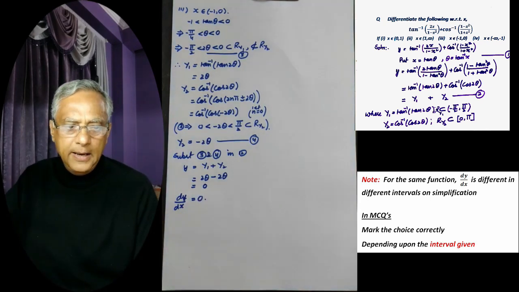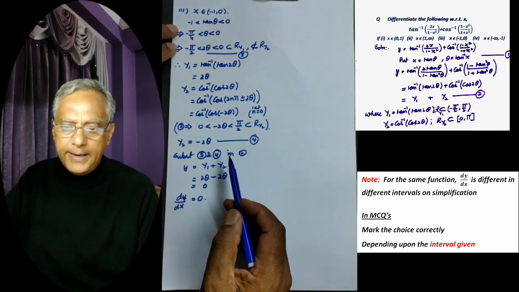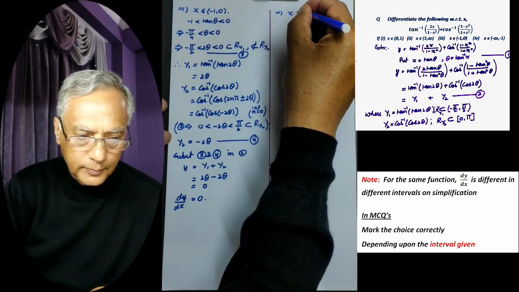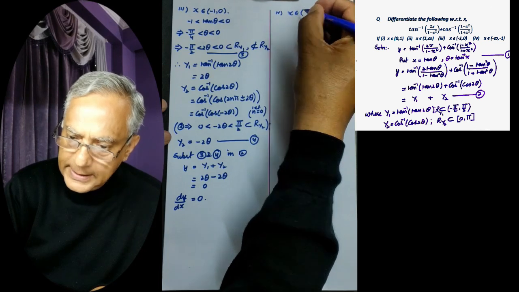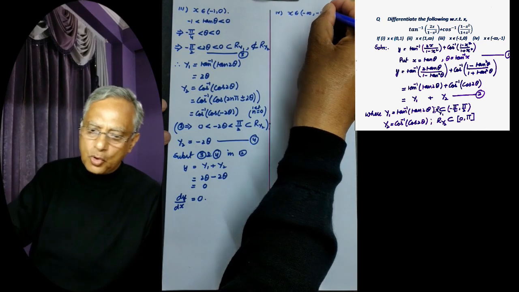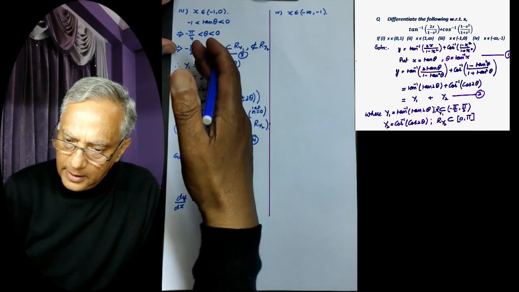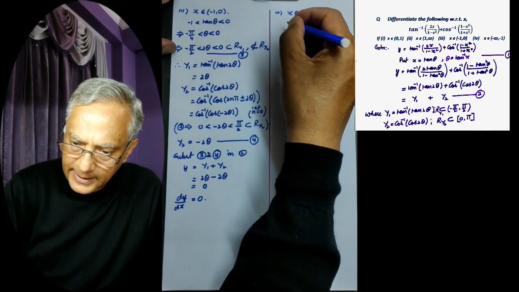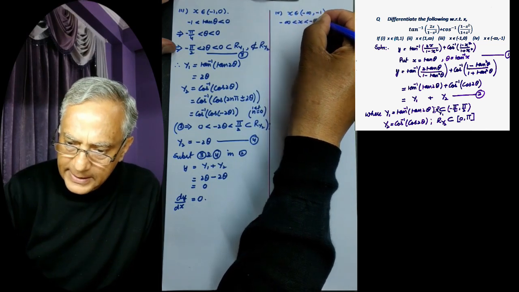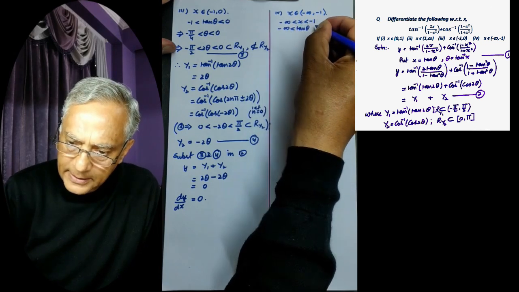Now I take up the last case, that is x belongs to minus infinity to minus 1. Last case is x belongs to minus infinity to minus 1. I am solving this parallel to this to give you a better understanding. So this is minus infinity is less than x is less than minus 1. That is minus infinity is less than tangent theta is less than minus 1.